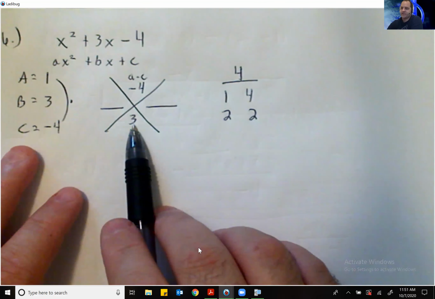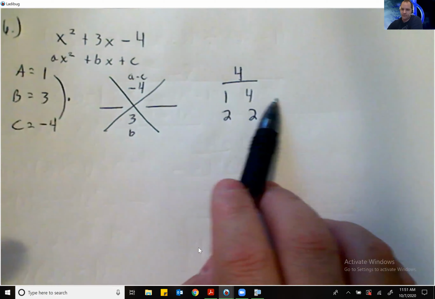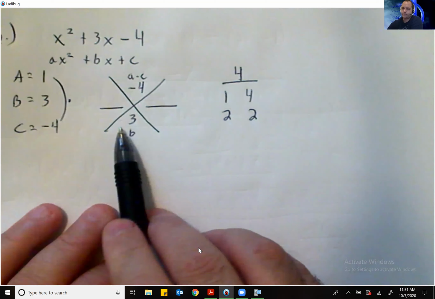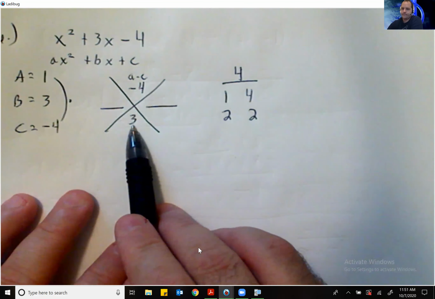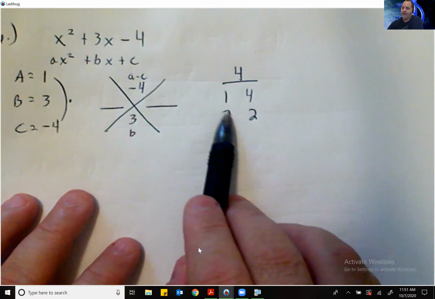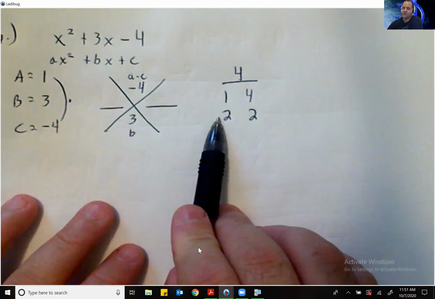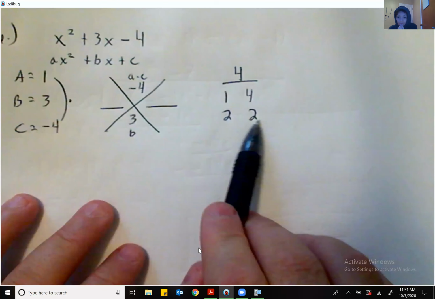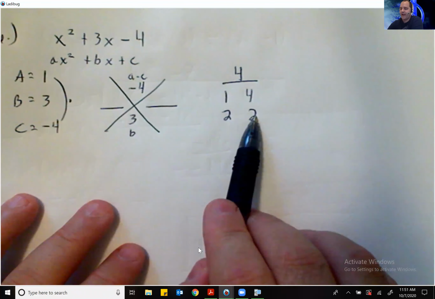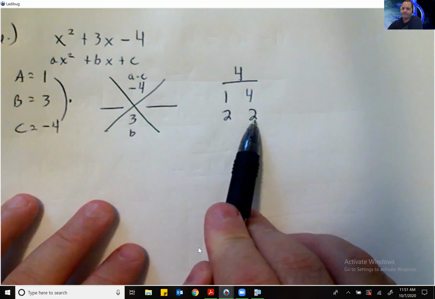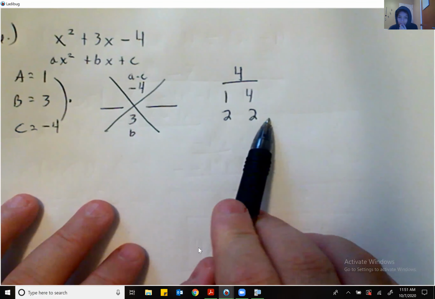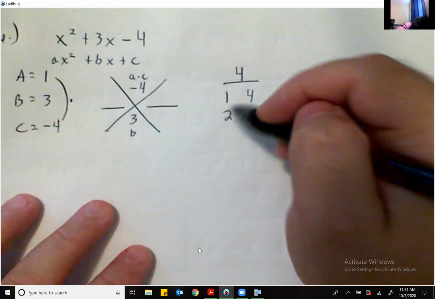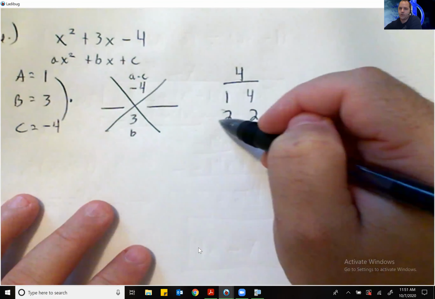Okay? So now this is where you can put in negatives if you need to. For instance, if I take 2 plus 2, is that 3? No. What if I make the first 2 negative? Is negative 2 plus 2 3? No. What if I make the second 2 negative? Is 2 plus a negative 2 3? No. What if they're both negative? What's a negative 2 plus a negative 2? Negative 4. No. So obviously these two are not going to work.